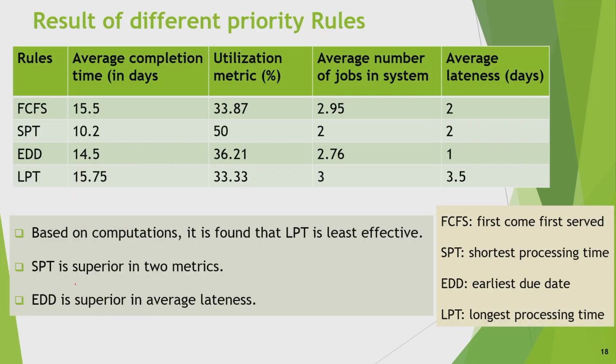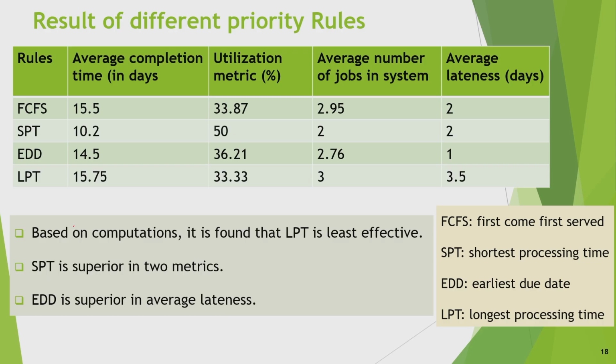Then, if we consider the results of different priority rules, many rules can be there, but I have considered 4 rules. One was the first come first served rule, whichever job comes first in that sequence, so whatever the sequence was given. Other was the shortest processing time, another was earliest due date, and LPT means longest processing time. It is written here, EDD means earliest due date, LPT means longest processing time. So, we see that average completion times for all these are 15.5, 10.2, 14.5, 15.75.